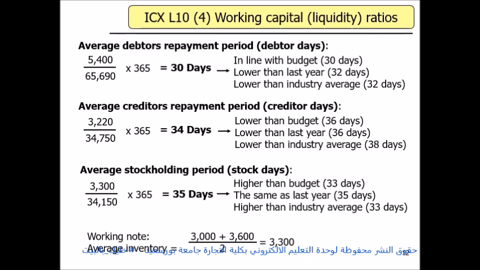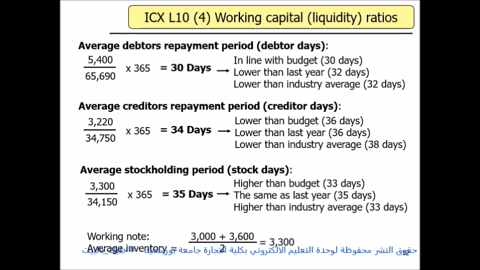The average creditors repayment period is equal to closing payables divided by purchases multiplied by 365, which is lower than the budget, last year and the industry. The last ratio is the average stock holding period, which is equal to 35 days, which is higher than budget, the same as last year, and higher than the industry average.